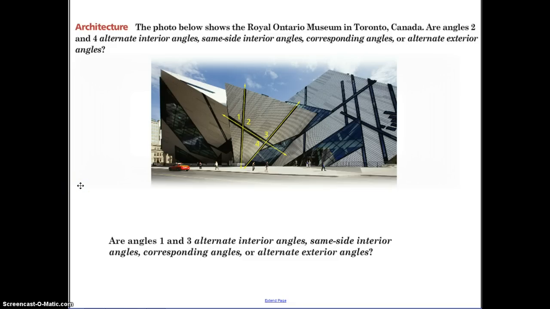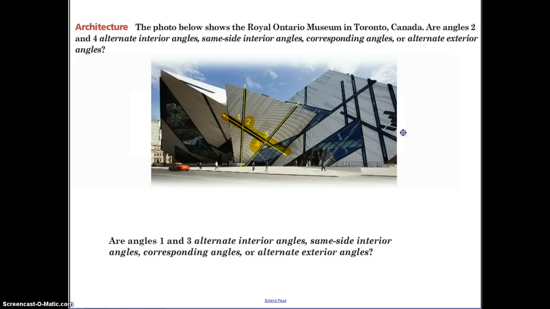So last question, the photo below shows the Royal Ontario Museum in Toronto, Canada. Are angles 2 and 4 alternate interior, same side interior, corresponding, or alternate exterior? So what I want to do is I want to find my transversal. It's my line that intersects my other two lines. And then I want to look at where are the angles we're talking about. Angle 2 and angle 4.